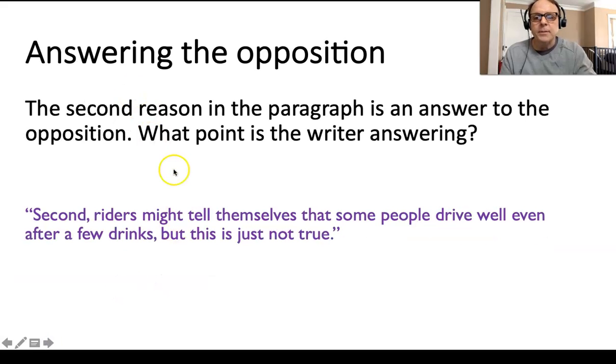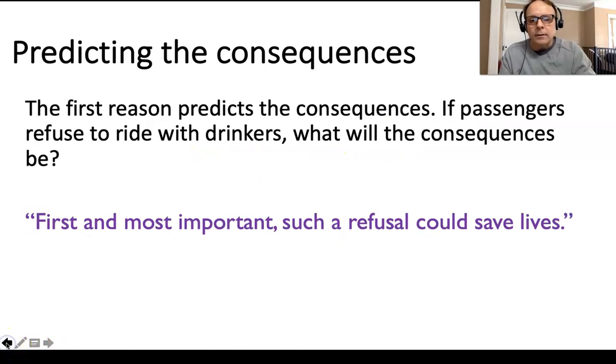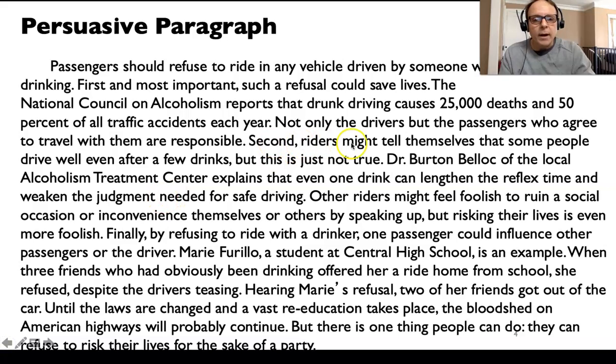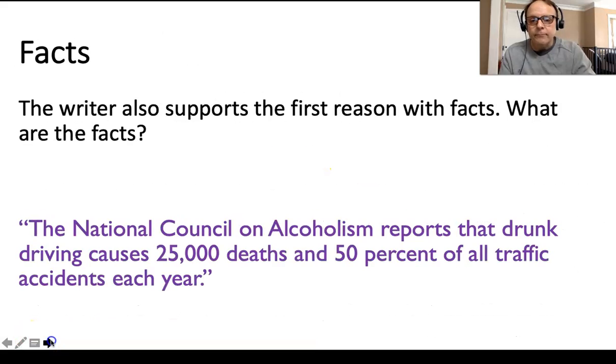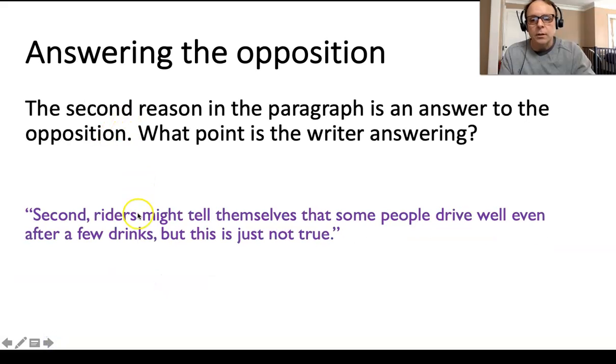All right, answering the opposition. This is when we try to imagine what somebody who might disagree with us might say, and we try to answer that before they even say it, kind of beat them to the punch, so to speak. So the second reason in the paragraph is an answer to the opposition. What point is the writer answering? So if we go back, the second point, I think they say, second, writers might tell themselves that some people drive well after a few drinks, but this is just not true. So you can see there's our answer to the opposition.